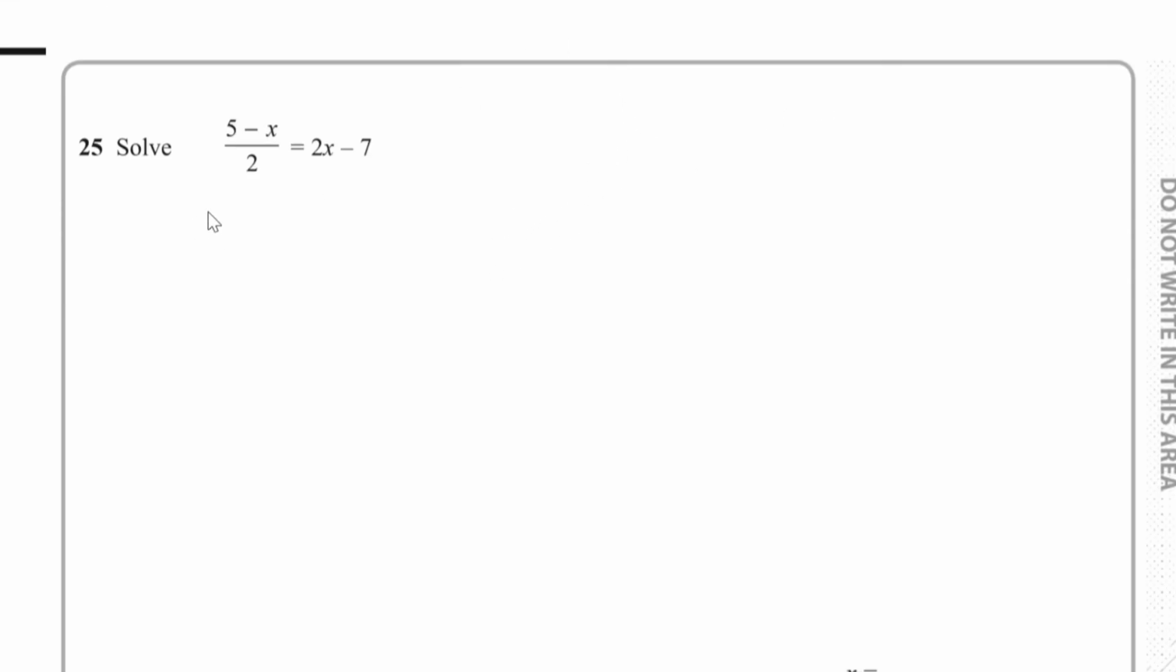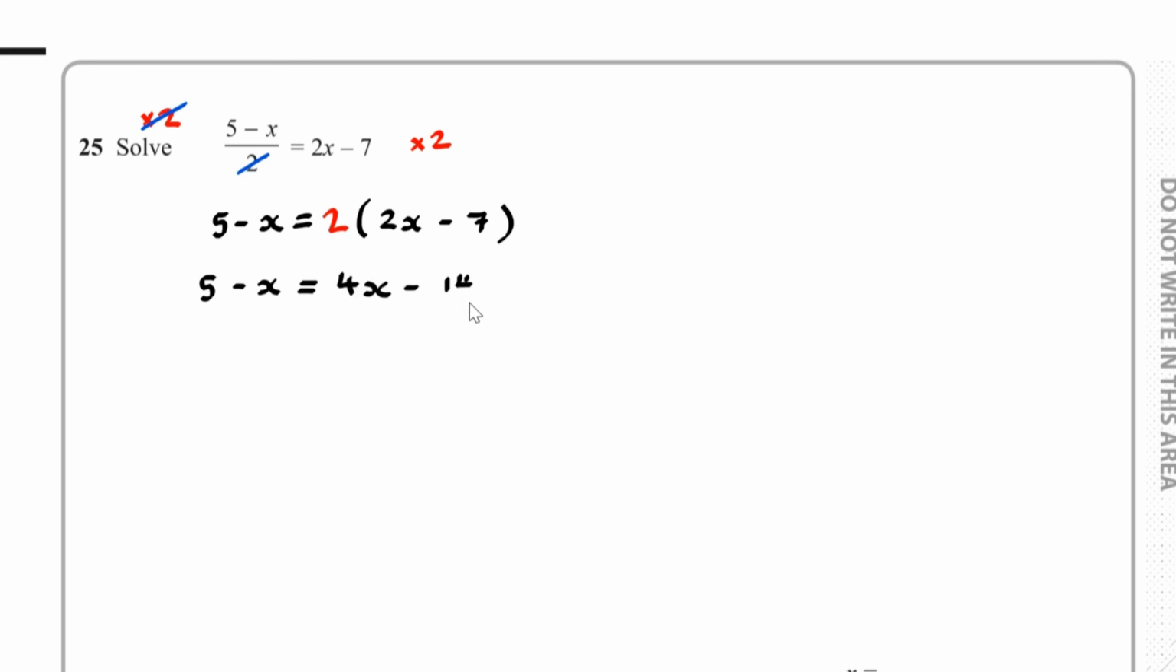Question number 25, we have to solve 5 minus x over 2 equals 2x minus 7. Well, if we multiply both sides by 2, then on the left hand side we are left with 5 minus x, and on the right hand side we have 2 multiplied by 2x minus 7. So we have 5 minus x equals 4x minus 14, and if we rearrange, what we can do is add x to both sides.